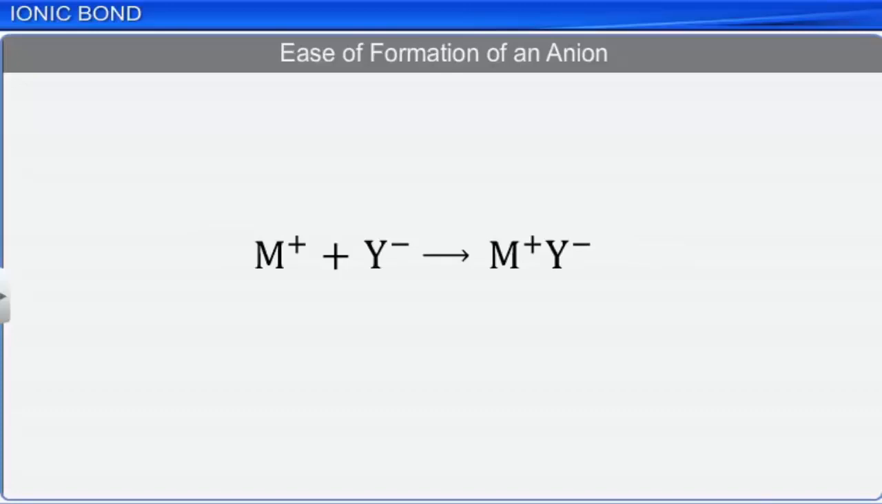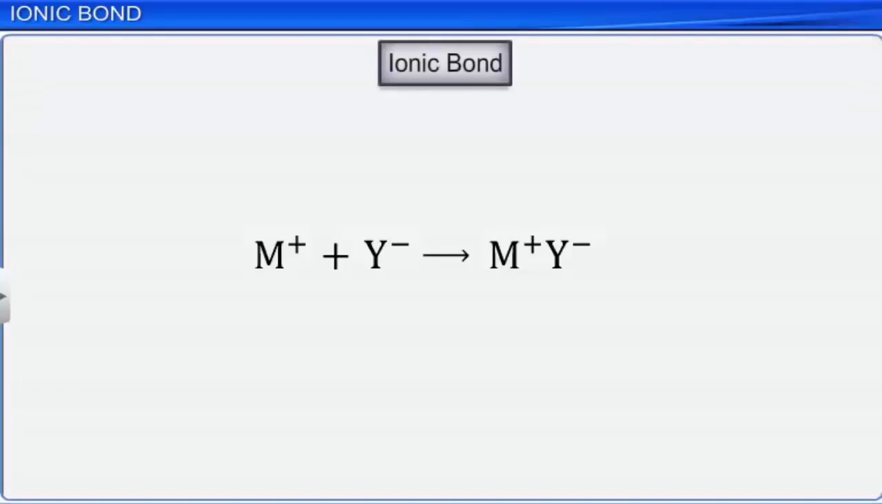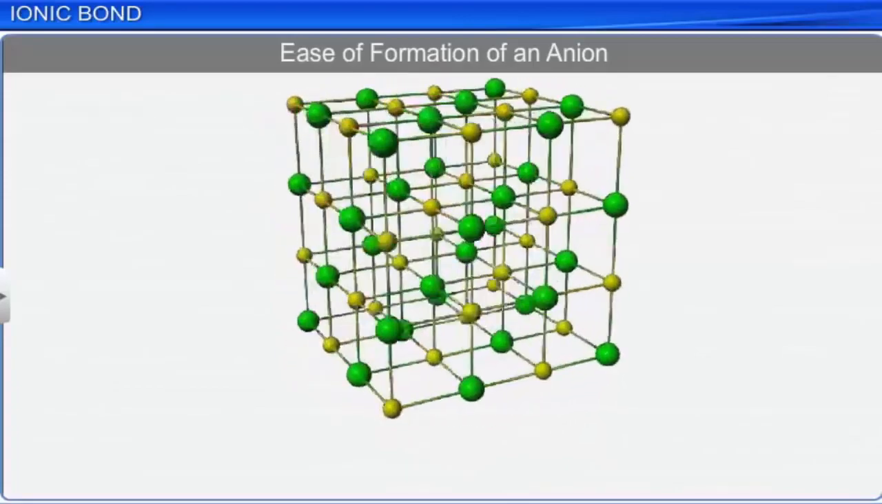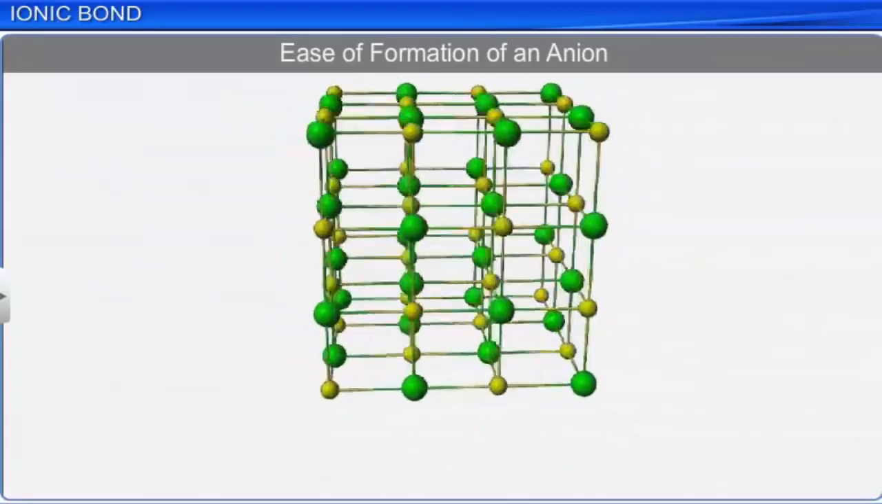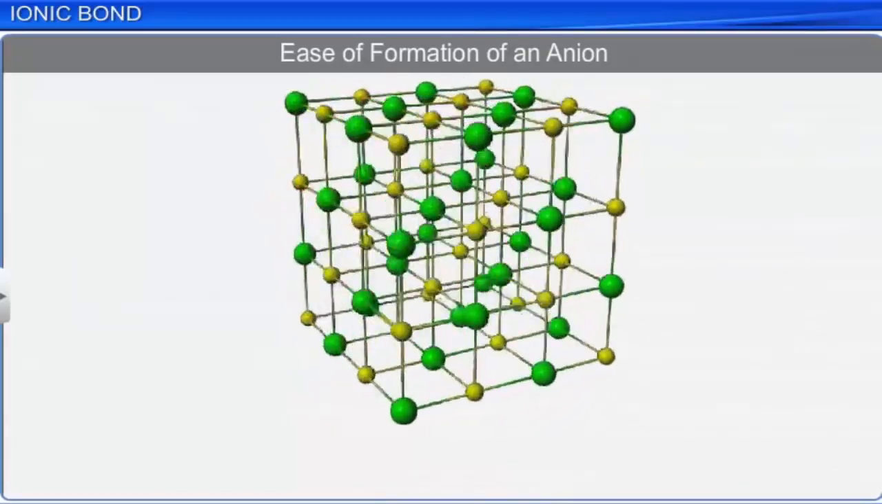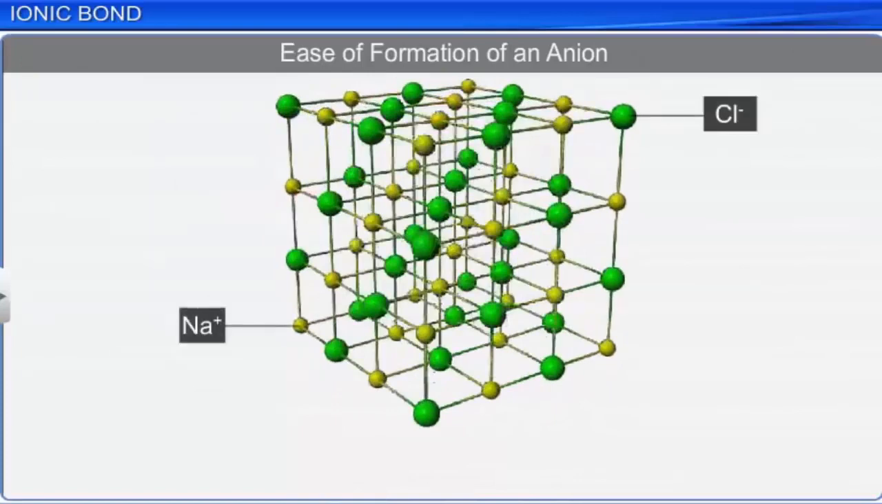Hence, we can conclude that lower the ionization enthalpy and higher the negative value of electron gain enthalpy, greater is the ease of formation of an ionic bond. The resultant ionic compound consists of regular and orderly arrangement of oppositely charged ions in three-dimensional region, held by strong electrostatic forces of attraction. This means that each cation is surrounded by a fixed number of anions and each anion is surrounded by a fixed number of cations.